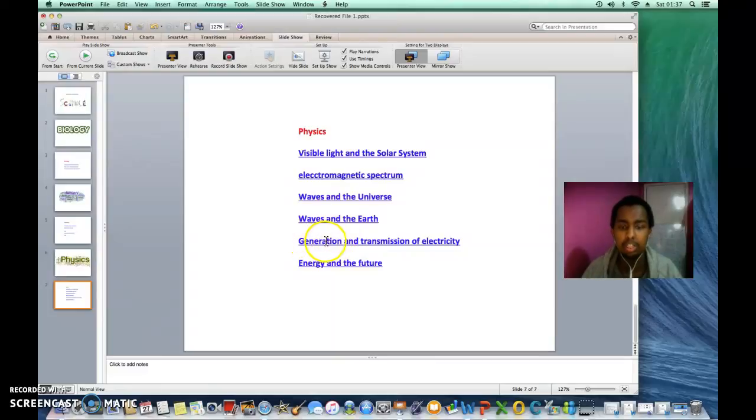Then we'll move on to generation and transmission of electricity. In this topic, we'll discuss the national grid. How does the national grid work? Energy storage. What happens during peak times? What happens during non-peak times? Where do we store energy? Our national grid, how does it work?